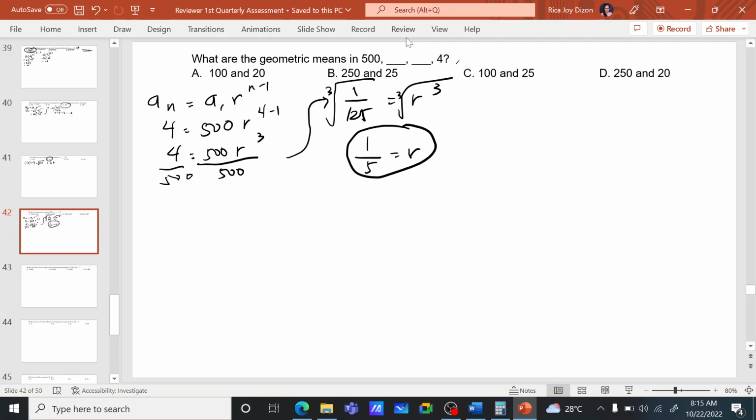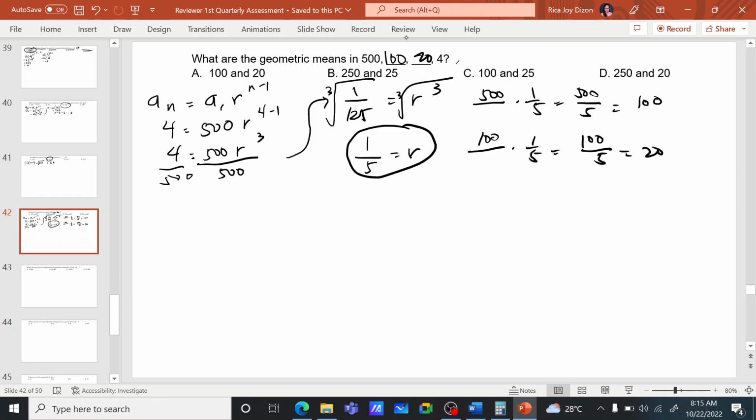What do we have to do with this 1/5 in here? We multiply the first term by 1/5 to get the next term. 500 times 1/5 is also equal to 500 divided by 5, which is 100. That's the next term. Then multiply the next term by 1/5. That's equal to 100 divided by 5, which is equal to 20. That means the two missing terms are 100 and 20.